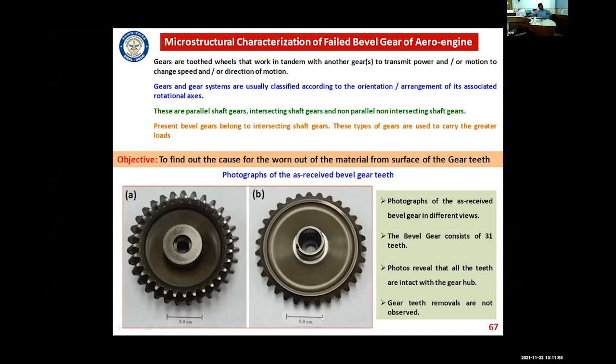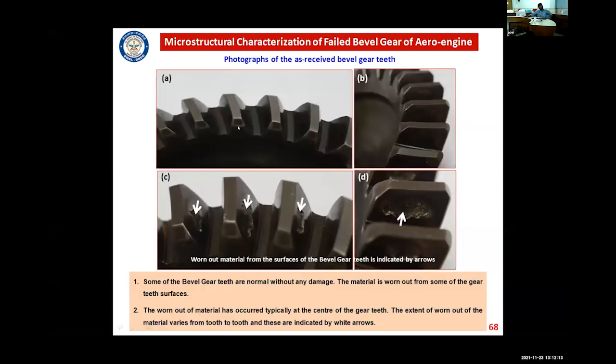If you see the photographs of the bevel gear in different views, it consists of 31 teeth, and gear tooth removal is not observed in this photograph. But in this close-up view, you can see that some of the teeth are not damaged, but on some of the teeth you can see the damage. So this is the damage on the teeth.